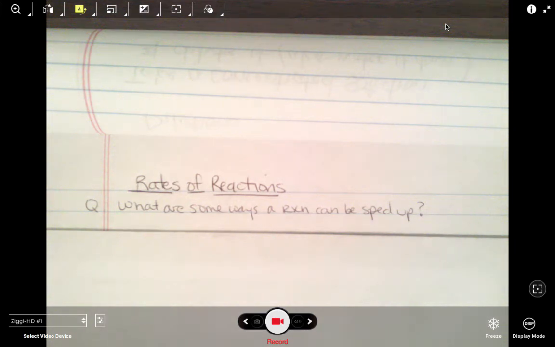We're going to be talking about the rates of reactions, and the real question that we're trying to get at is what are some ways a reaction can be sped up? Because oftentimes chemical reactions are kind of slow, and we would like to speed them up. So, how do we do that?